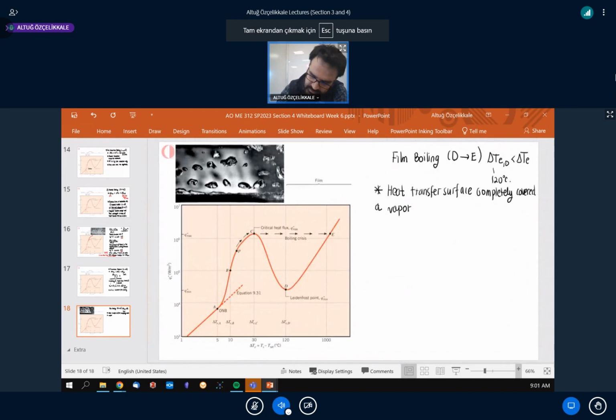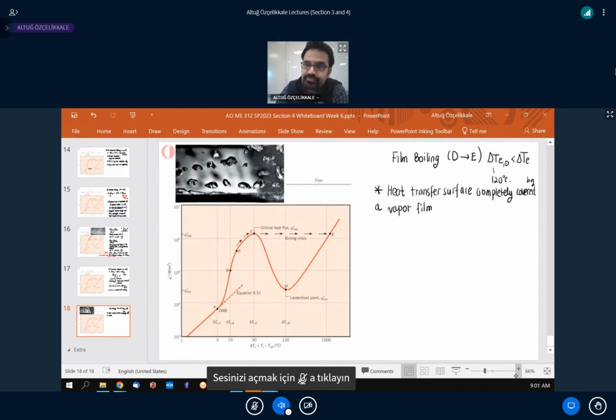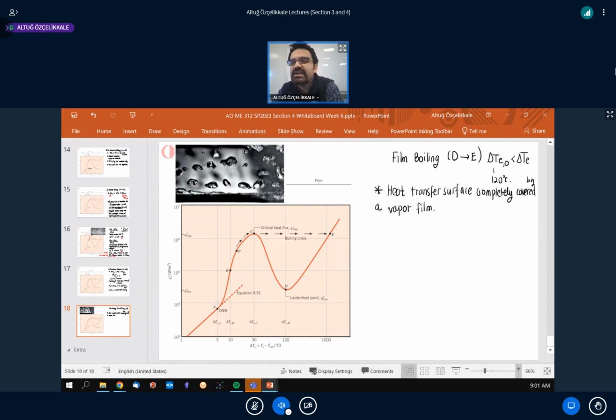Okay, covered by a vapor film. But you have already seen this: if the surface is covered by the vapor film, we see the detrimental effects of that on heat transfer. But then what's going on here? We are having increasing heat flux as we further increase the temperature. And the question is why?